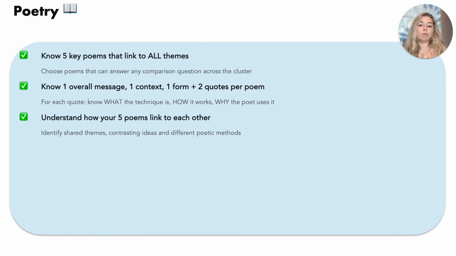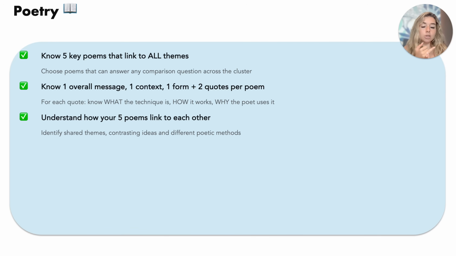I want you to understand how your 5 poems link to each other. So I want you to have a comparison matrix, which basically means a comparison table that has your key themes in it and has your different poems, where you go, okay, based on this key theme, this is how it links to one of my other 10 poems. Because obviously you've got 5 key poems, then you've got your other 10. So we need to know, based on the key theme, how would it link back to one of my 5 key poems?